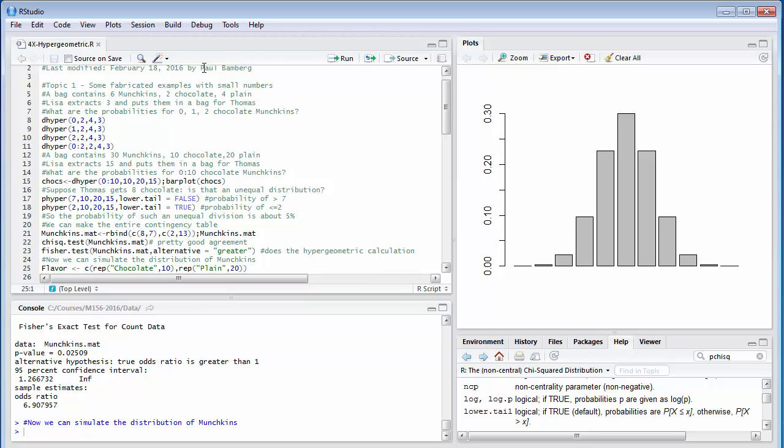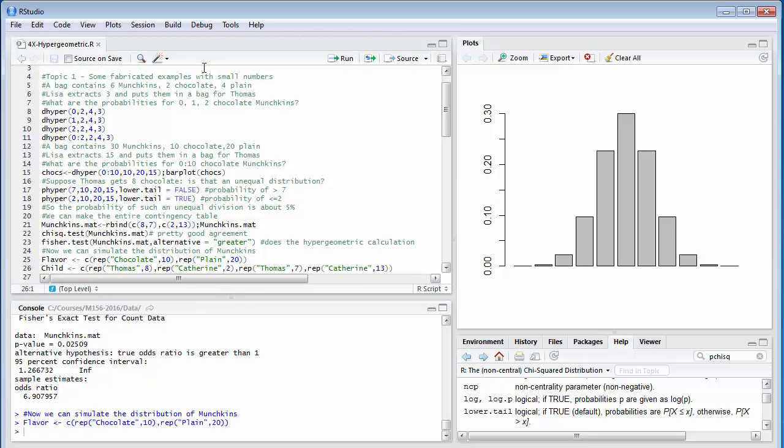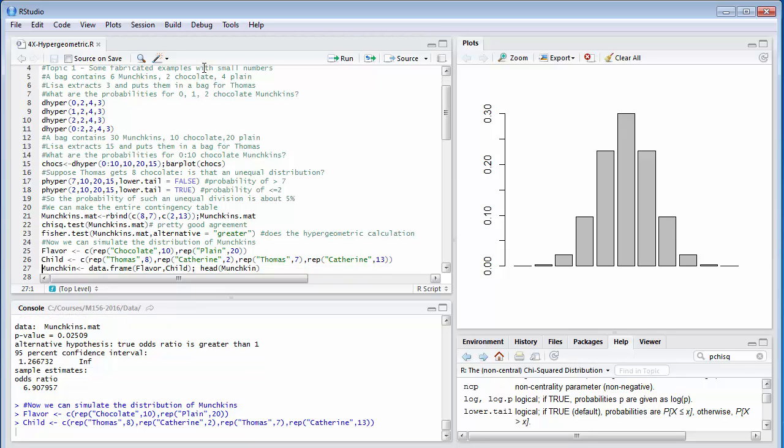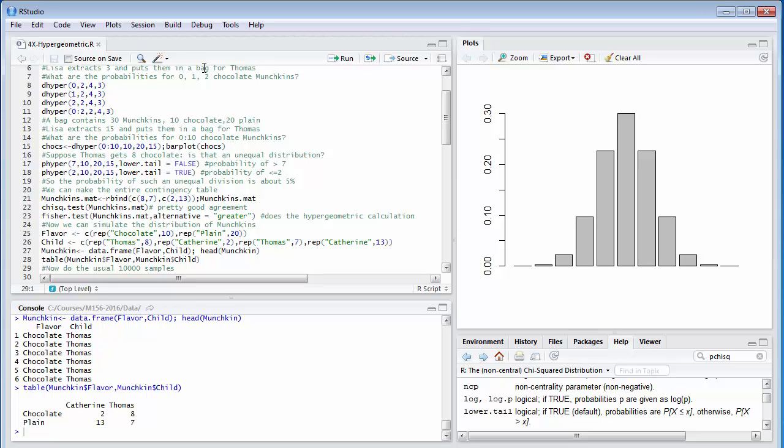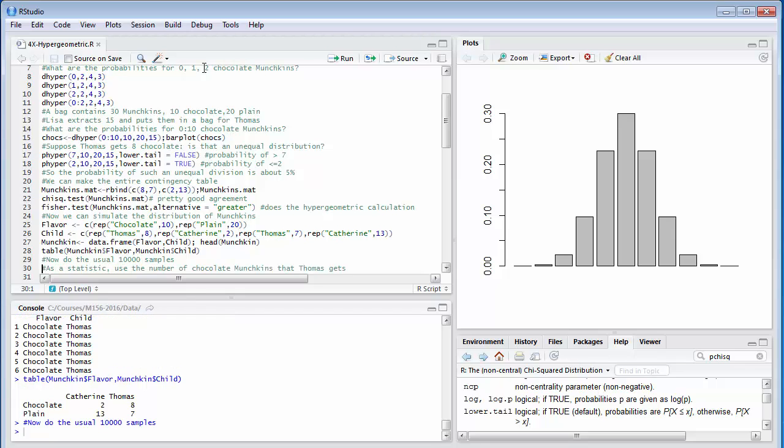We make a flavor vector with 10 chocolate and 20 plain, and then we make a child column where we have 8 Thomases and 2 Catherines opposite the 10 chocolates, 7 and 13 opposite the plains. And now we can make a data frame where we have two columns, flavor and child. We can make a contingency table out of that, and it's exactly the contingency table that we've been working with. We could call a chi-squared test on that, but we can also do a permutation test.